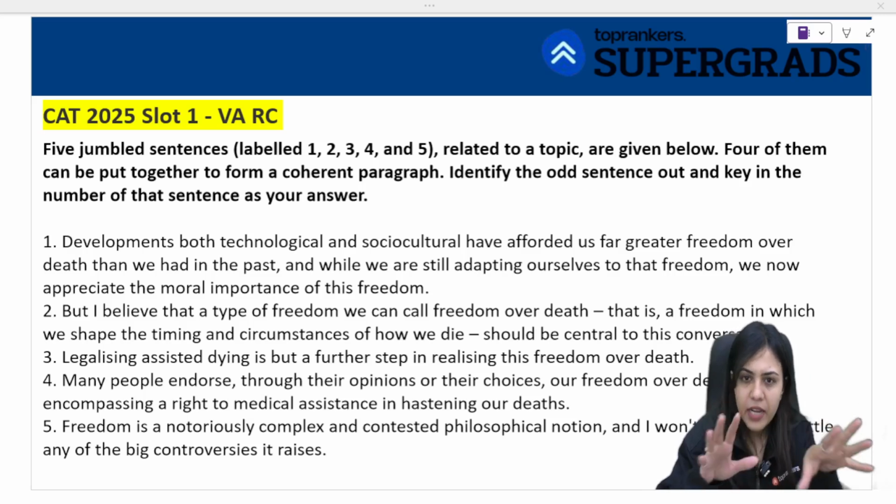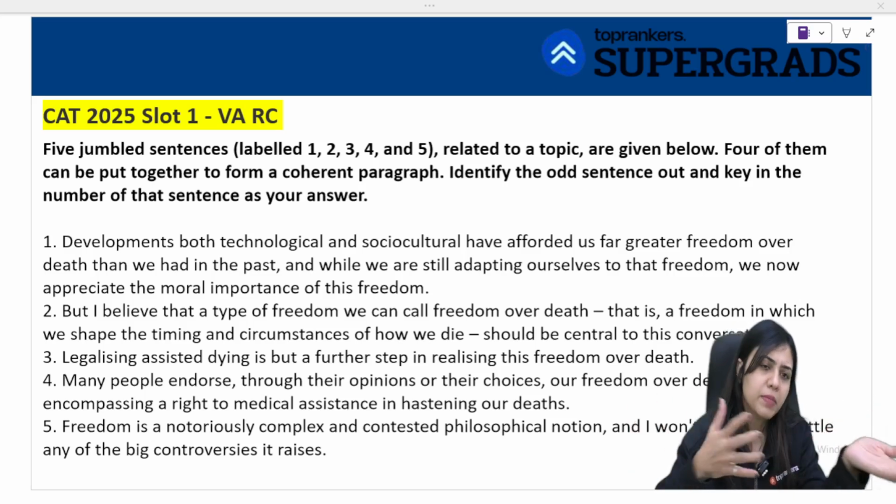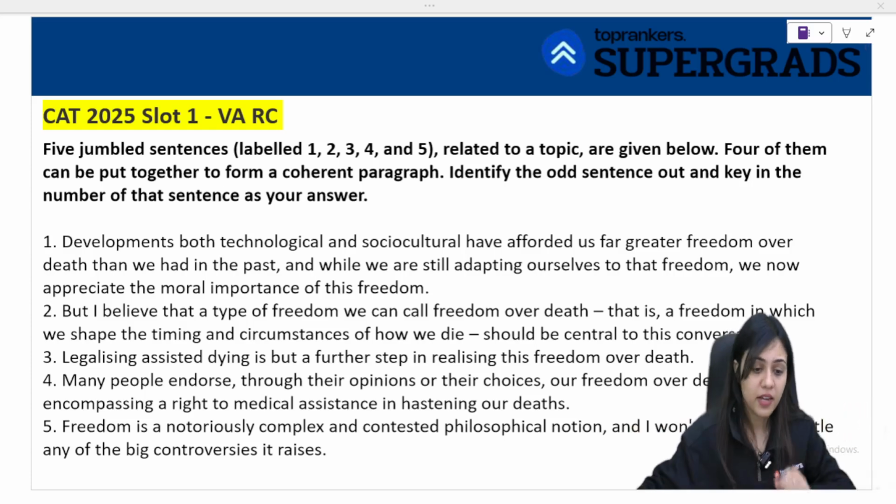So the entire paragraph is building a philosophical argument by the author, but sentence 4 suddenly shifts to "many people think," which is a public opinion. So that's why the fourth one is our answer in this case.